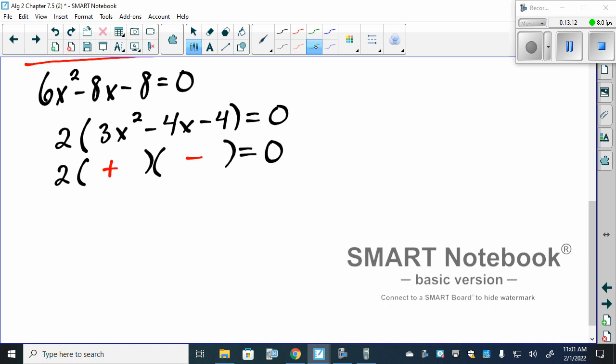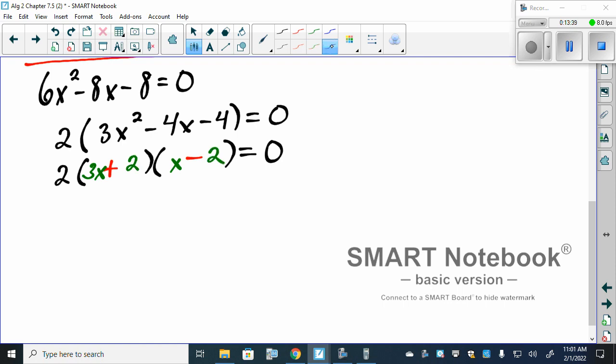Now the factors of 3x squared, well, we'll have x and x. So where do we want to put the 3? In the first set or the second set? I'll just put it here in the first set. Because again, we can check it here in a minute. Now the factors of 4 are 1 and 4 or 2 and 2. Let's try 2 and 2.